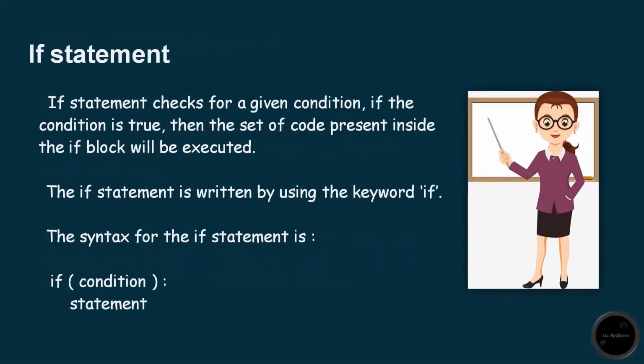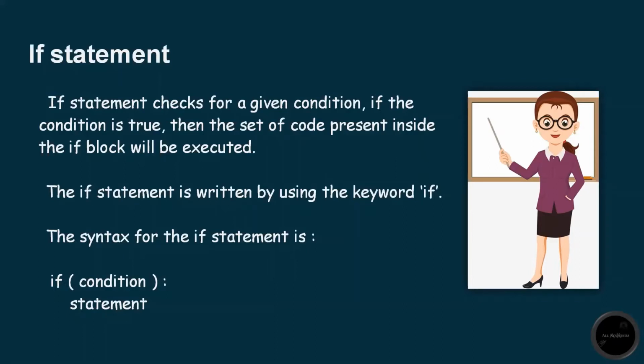So what is the if statement? An if statement checks for a given condition. If the condition is true, then the set of code present inside the if block will be executed. Suppose you have a variable a and it has the value 4. Now if you give the condition whether a is greater than 3 or not, if it is greater than 3, then it will work on the if statement, otherwise it will not work on the if statement and it will execute the rest of the program.